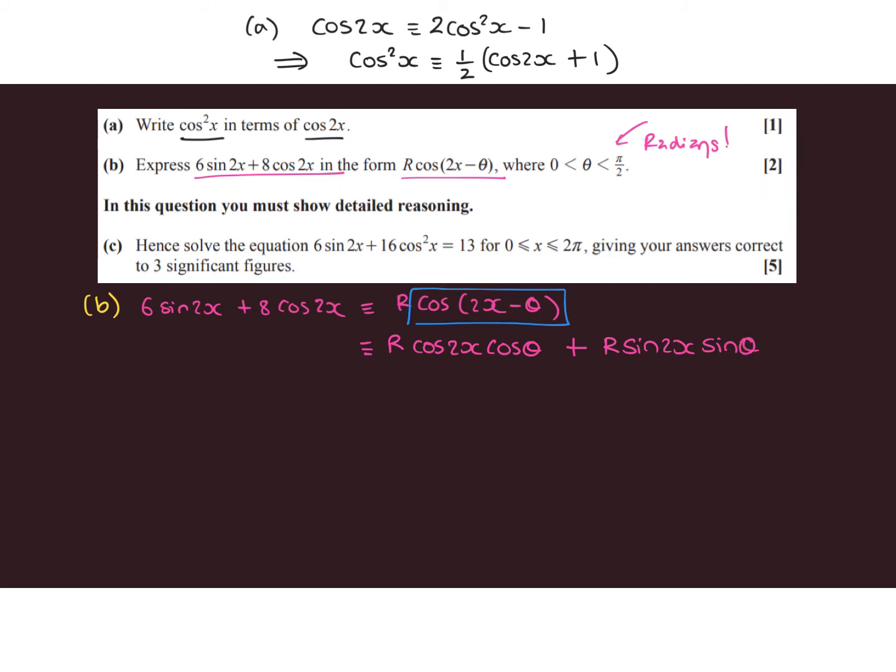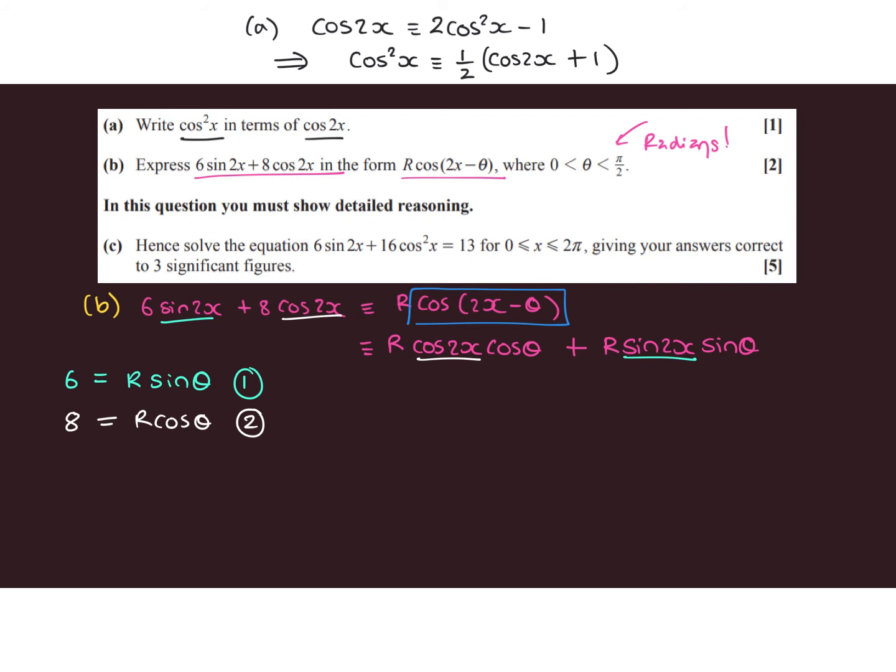Now, let's look at the parts of this that feature sine 2x. We know that on the left-hand side we've got 6 as a coefficient, and on the right-hand side we've got r sine theta. We'll call that equation 1. Let's now also make sure we look at the parts that feature cos 2x. So on the left we've got 8, and on the right we've got r cos theta, and that's equation number 2.